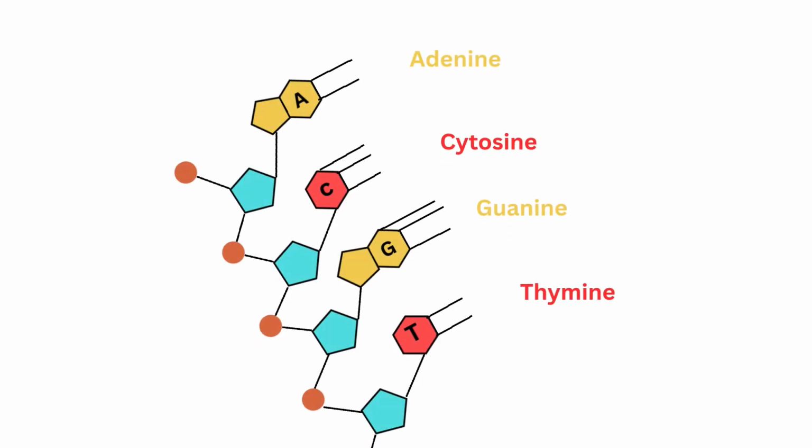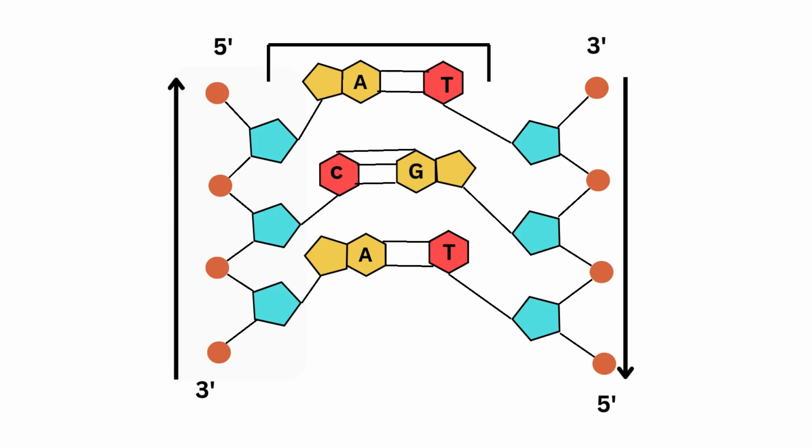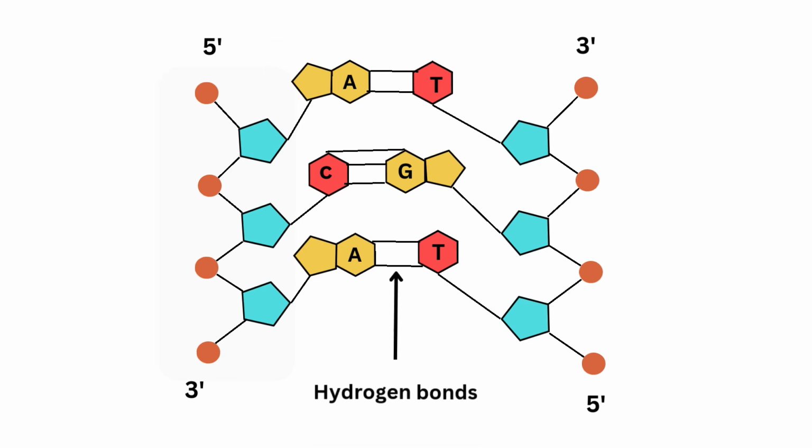DNA contains 4 nitrogenous bases: adenine, guanine, cytosine, and thymine. These bases store the genetic information in the form of a specific sequence. The sugar-phosphate backbones stay on the outside, while the paired bases form the steps inside, just like a twisted ladder. This pairing is maintained by hydrogen bonds, which stabilize the DNA structure.